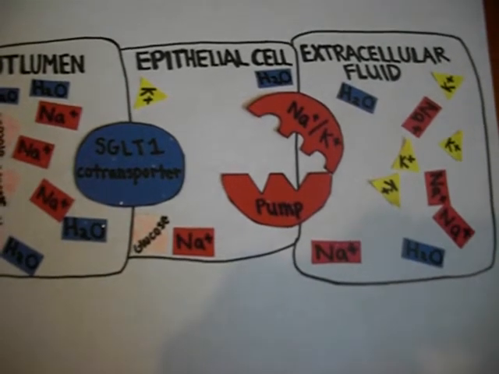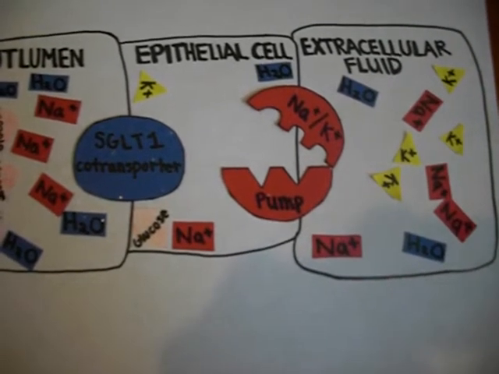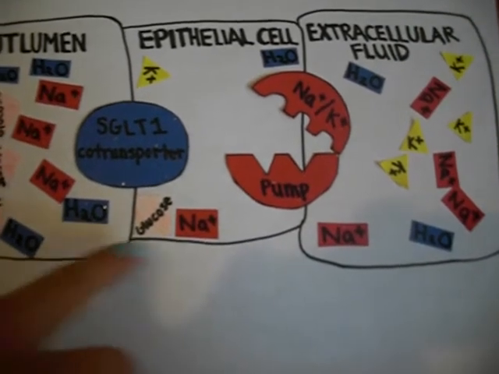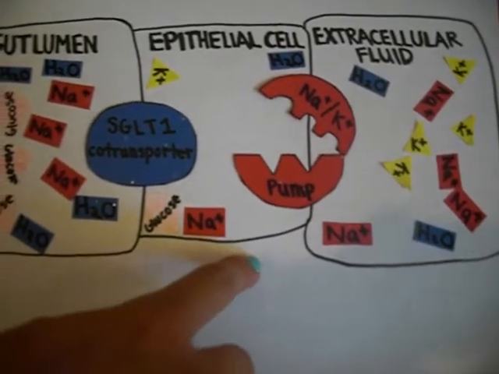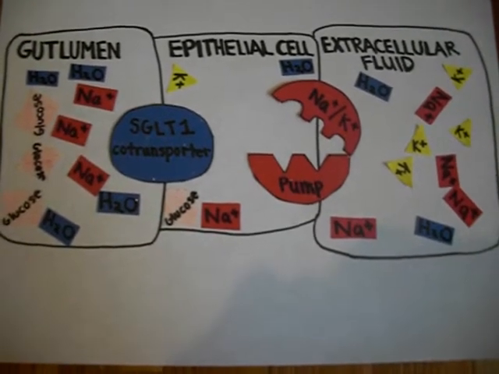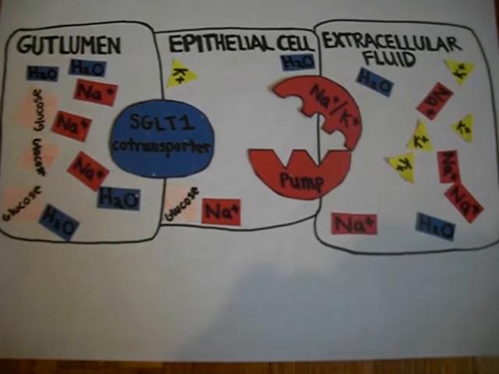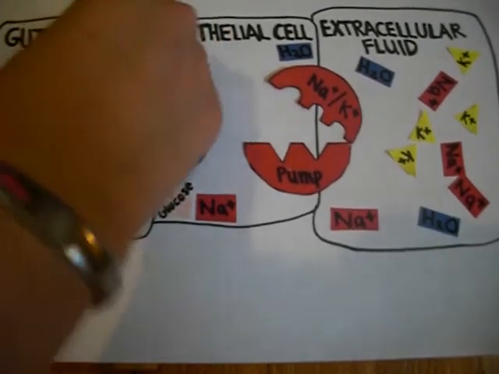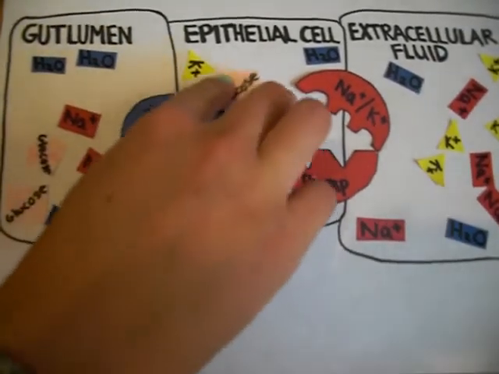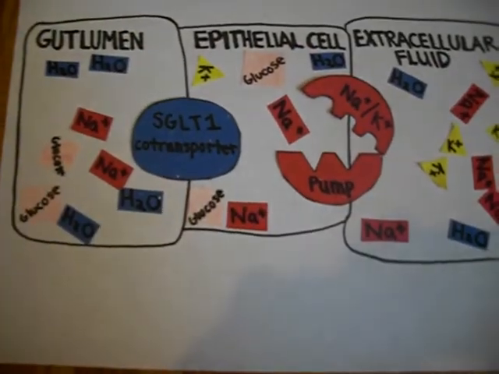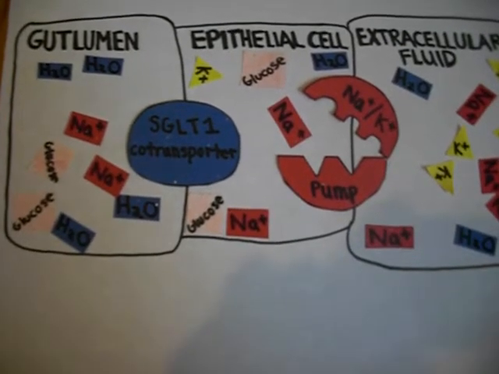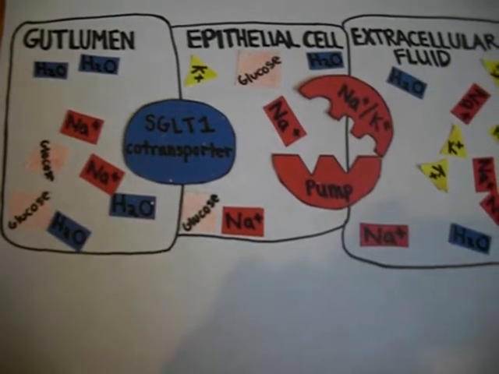The SGLT1 is a cotransporter that moves sodium down its concentration gradient, which is from high concentration to low concentration. The sodium carries a glucose along with each sodium down its concentration gradient. This is a form of facilitated transport. This process repeats because the concentration of sodium is still high in the gut lumen, and there are still glucose molecules that can be co-transported.